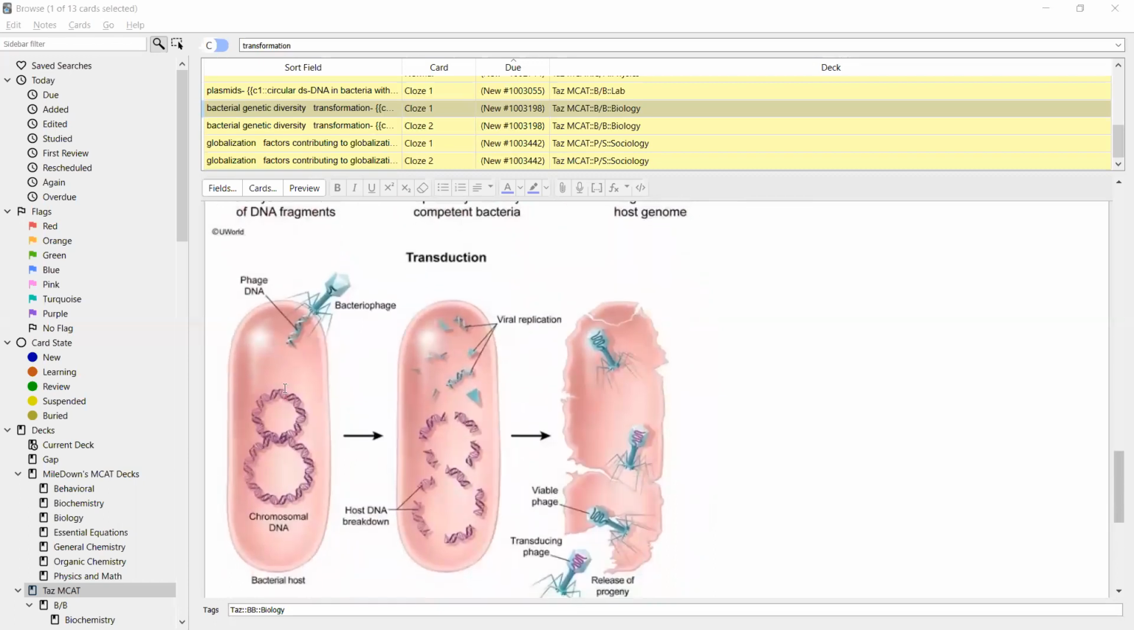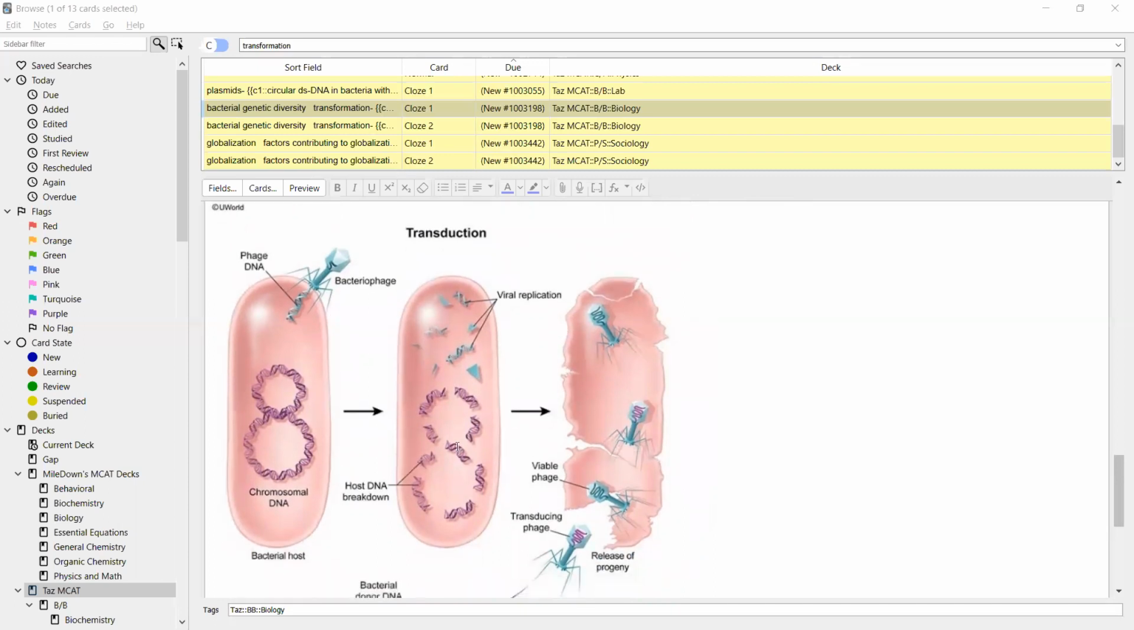Another option is transduction. So transduction is when a bacteriophage does its viral replication and it lyses the cell. When it lyses a cell, it can accidentally pick up some of the bacterial DNA instead of picking up viral DNA.